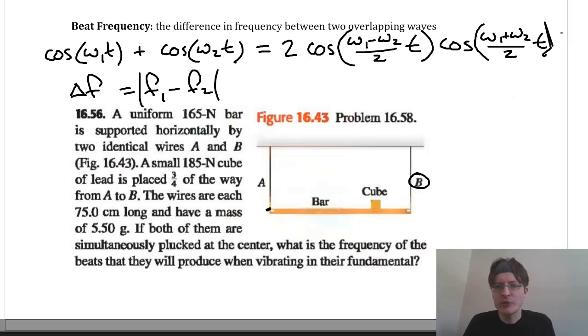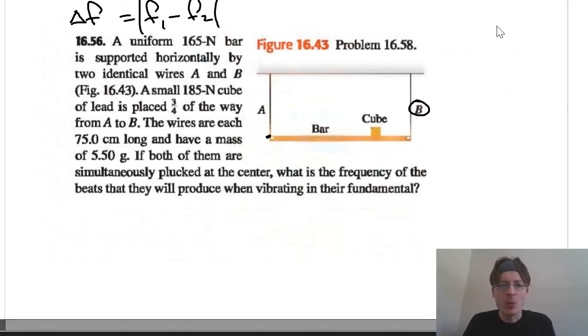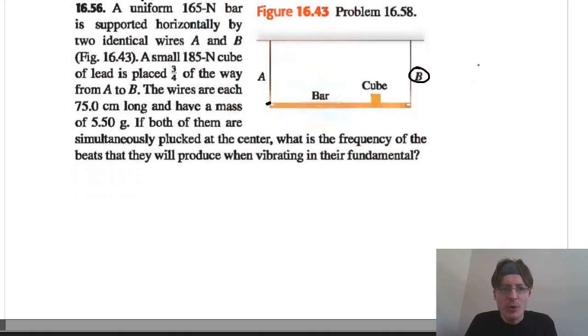Okay, so in our example of a beat frequency here, we want to notice that the tension in wire B is going to be different from A. Therefore, they'll have a different fundamental frequency. So our job is just to figure out what the tension is in B and in A, figure out the fundamental frequency of both, and look at the difference to find the beat frequency.